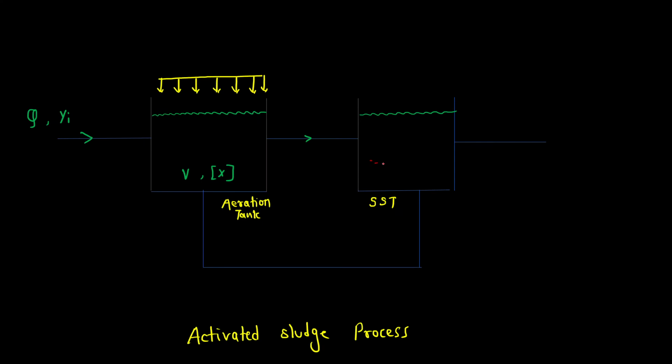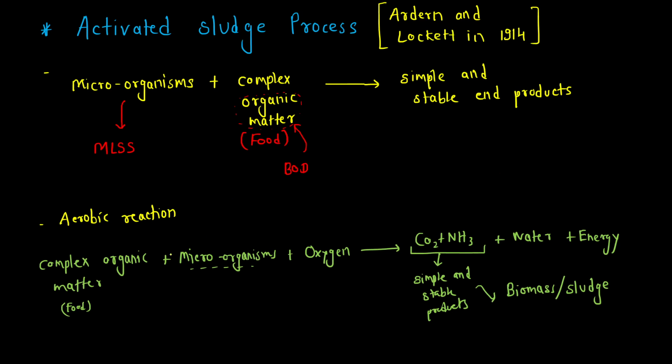So whatever the sludge particles are there, this sludge is settled here. See how this sludge is generated in the aeration tank. In the aeration tank, an aerobic reaction is taking place because we are supplying oxygen. The microorganisms present in the sewage oxidize the organic matter, or we can say they eat the organic matter as it is their food, and convert it into simple and stable products that we call sludge.